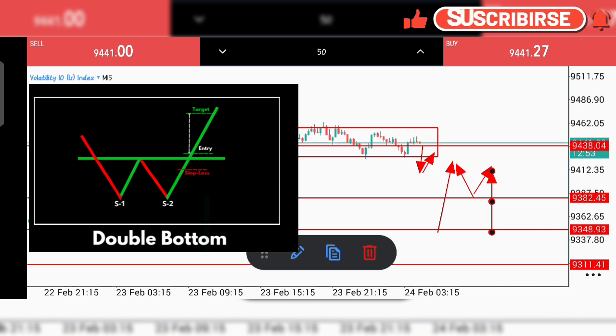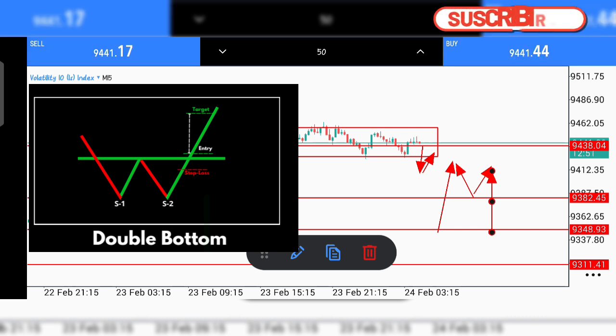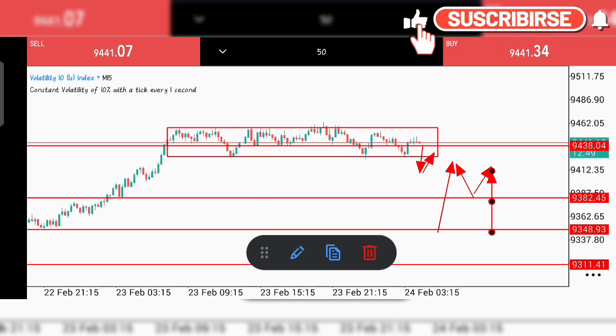Then a double bottom is the opposite of this. It's like a W shape. Okay, so I hope you guys understand it.